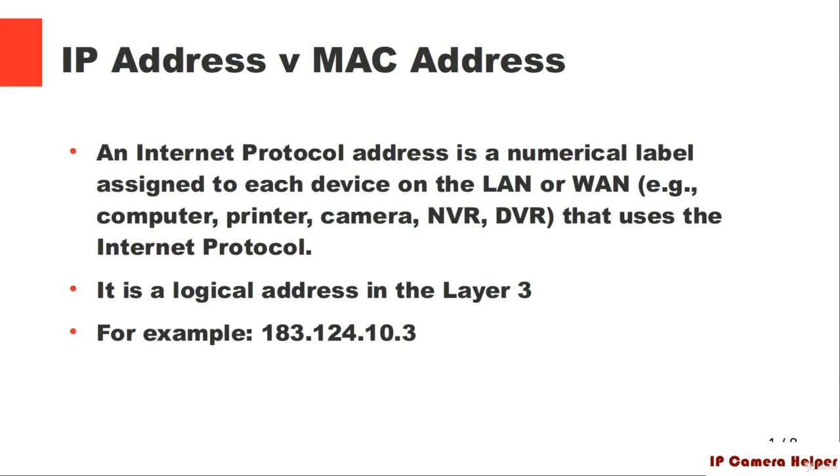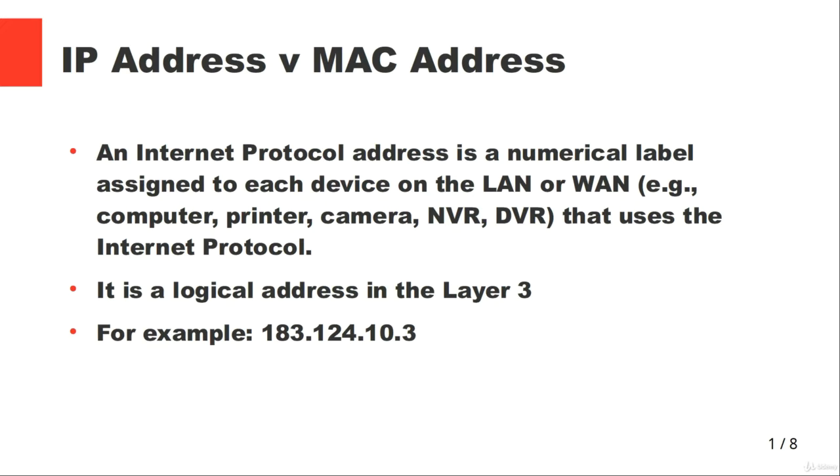Hi, what is an IP address and what is a MAC address? An IP address, an Internet Protocol address, is a numerical label assigned to each device on the LAN or WAN. For example, on a computer, printer, camera, NVR, DVR, basically on any device that uses Internet Protocol. It is a logical address on layer 3. That's how it's also called.